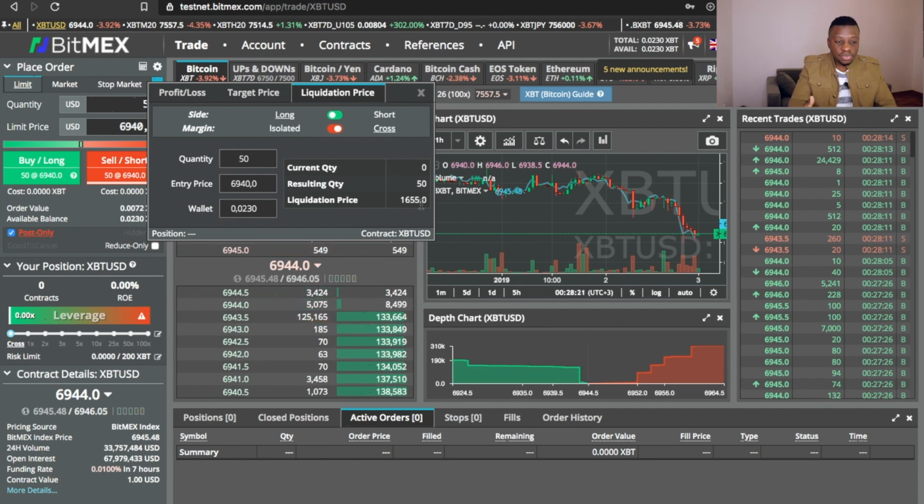So like this, you can really get to determine where your liquidation area is going to be if you are able to trade with certain contracts, if I can put it that way.